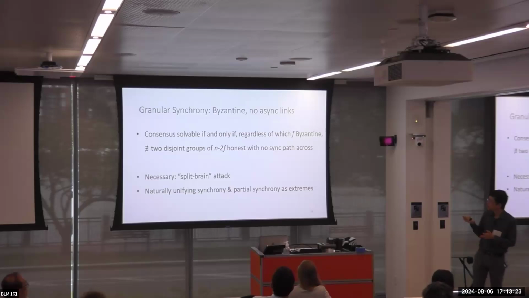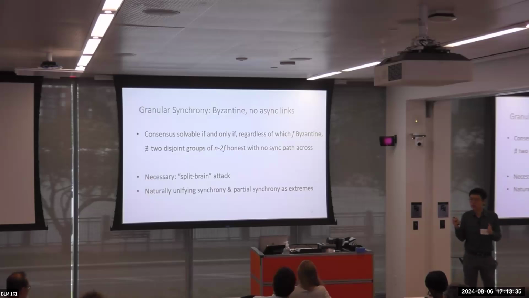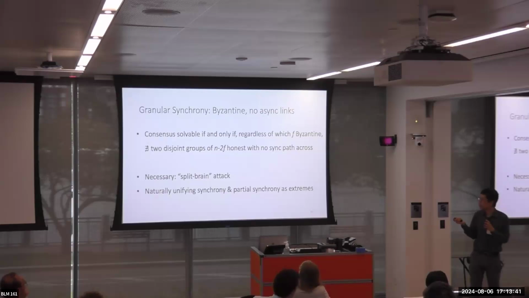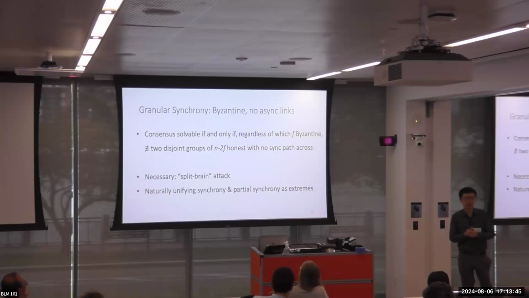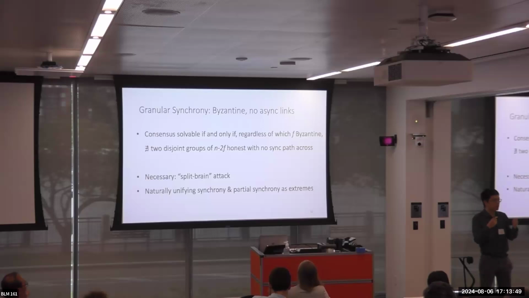On the one hand, n has to be greater than 2F, even in a synchrony case. On the other extreme, if we're in partial synchrony, there's no synchronous path whatsoever. Then the only way is to have n that's big enough such that you will never be able to find two disjoint large groups. So n equals 3F plus 1 is the minimum value that makes that happen.